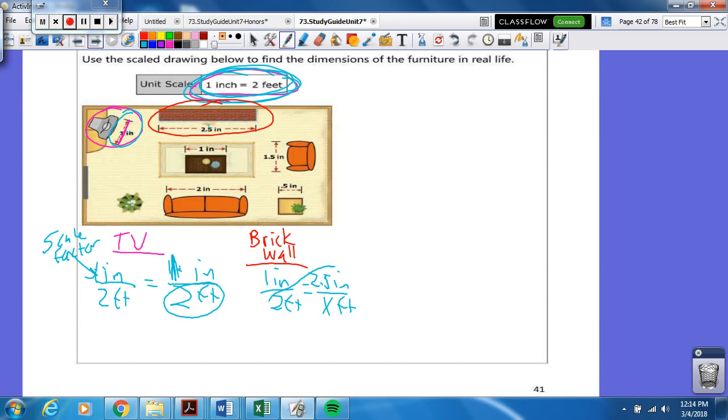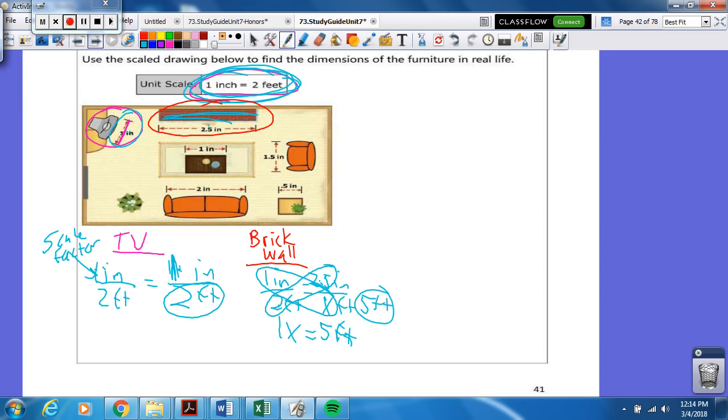2 times 2.5. I have 2 times 2.5, so that's 5, and 1 times x is x. So 1 times x is x, and I have 5 inches. Sorry, 5 feet, my bad. 5 feet. So x is 5 feet. Got it. The brick wall is 5 feet across.